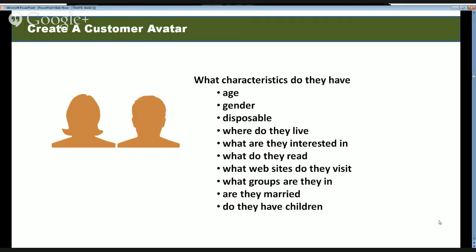Identify whether they're married or not. Okay, are they maybe engaged? Are they in a relationship? Are they single? All of that's important. Okay, do they have children? Are they single parents? Okay, all of those are important.